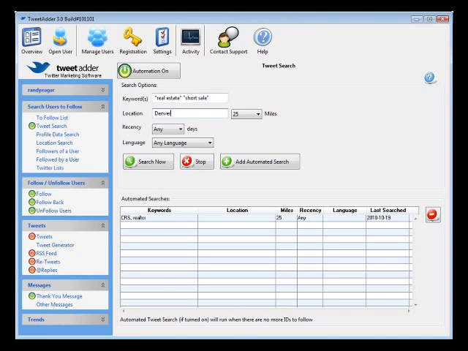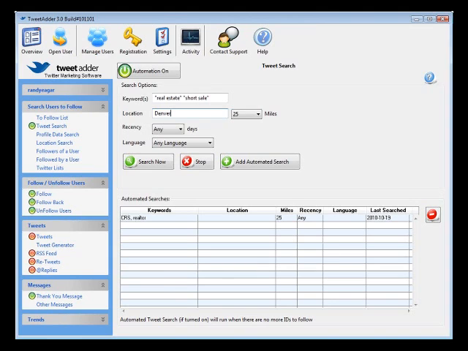Now, another helpful way of gaining followers is to search by followers of another user. So, in this case, you may want to pick an agent or a company that you would like to follow. Note that in this case, using the TweetAdder program, we are saying, show me everyone that has the keywords real estate and short sale as their keywords in the program.